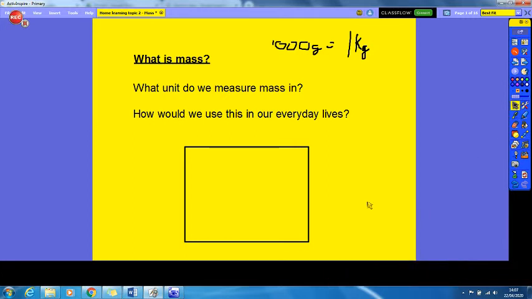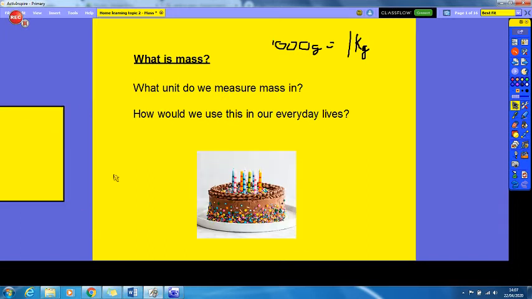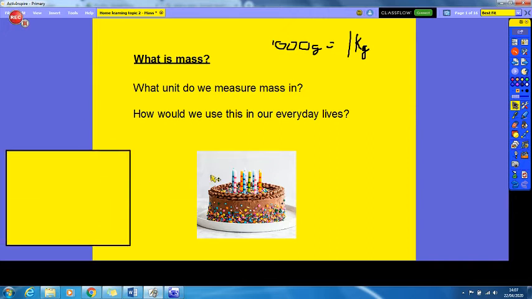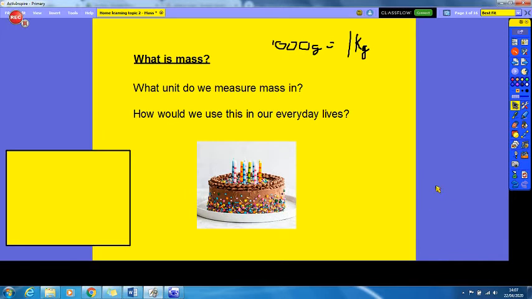The next question is, how would we use this in our everyday lives? Where do we use grams in measuring and weighing things? The first thing that comes to my mind is baking a cake. We need, say, 125 grams of flour or 200 grams of sugar. It's all about how much mass of a certain ingredient you need to include in your recipe. That is how we use mass in our everyday lives.